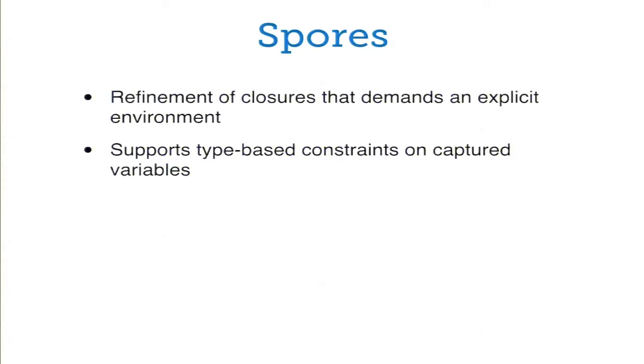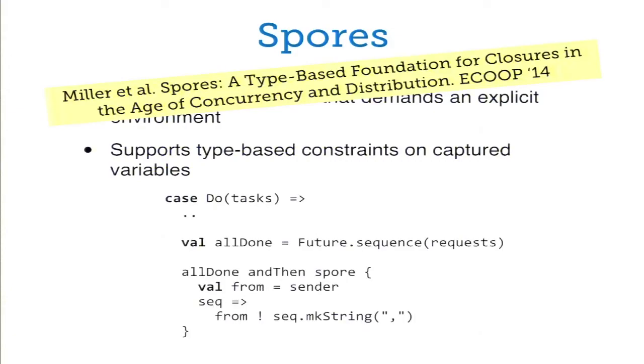Good. There's actually an alternative, or an approach that's related to this problem, which is called Spores, one of our recent projects. Spores are essentially refinements of closures that demand an explicit environment. I'm going to show you an example in a minute, but essentially we can constrain the variables that are captured. We can have type-based constraints on captured variables. The details are all in this paper from last year.